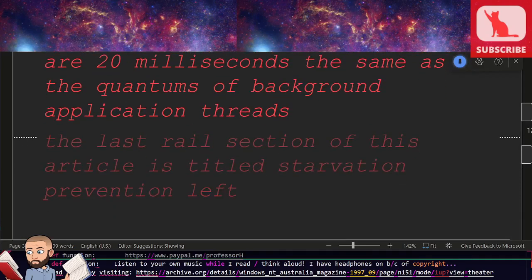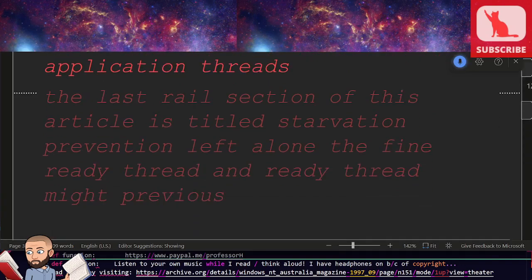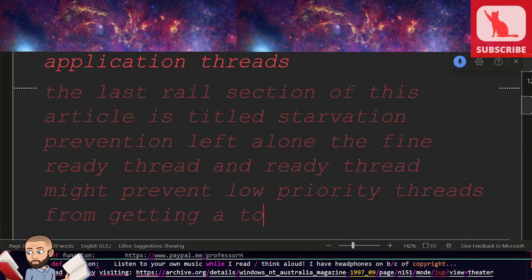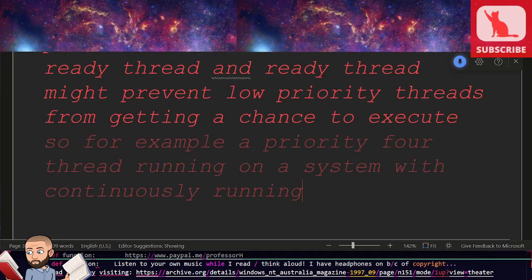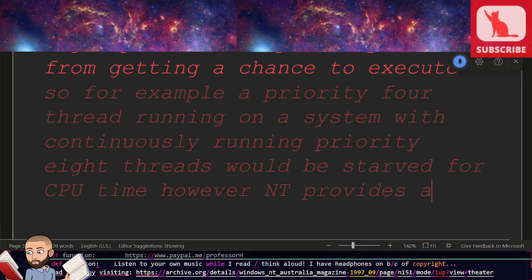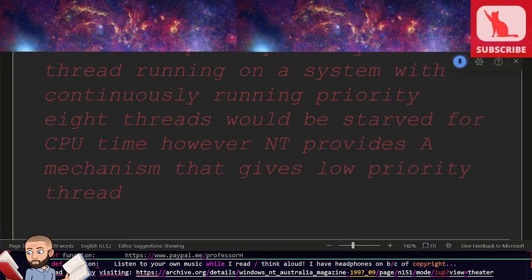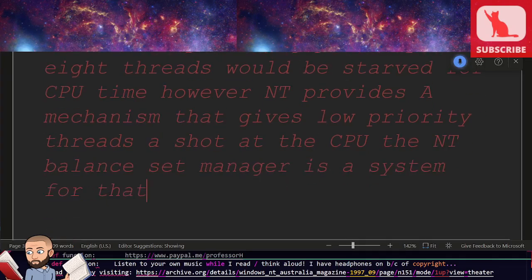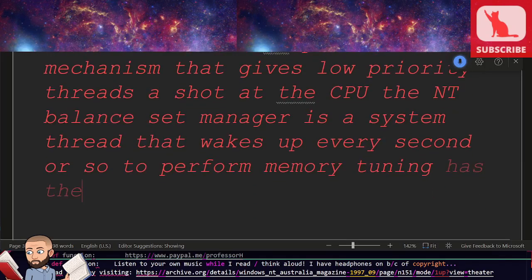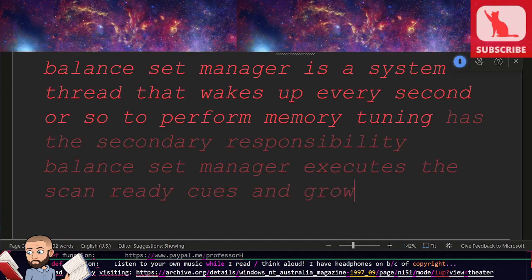Left alone, the find ready thread and ready thread might prevent low priority threads from getting a chance to execute. So for example, a priority 4 thread running on a system with continuously running priority 8 threads would be starved for CPU time. However, NT provides a mechanism that gives low priority threads a shot at the CPU. The NT Balance Set Manager is a system thread that wakes up every second or so to perform memory tuning. As a secondary responsibility, Balance Set Manager executes the Scan Ready Queues algorithm, which implements NT's anti-CPU starvation policy.